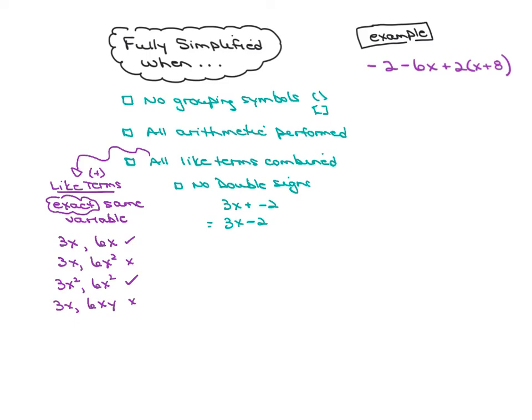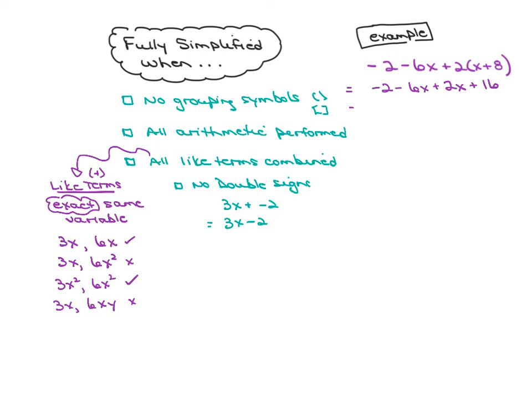All right, let's go through the checklist. No grouping symbols. We got some grouping symbols. So the best way to get rid of grouping symbols is to use the distributive property. So this is the same as negative 2 minus 6x plus, I've got 2 of each of the terms inside the parentheses. So I'm adding 2 x's and I'm adding 2 16s. All right, great. All arithmetic performed. Let's see, I've got a negative 2.